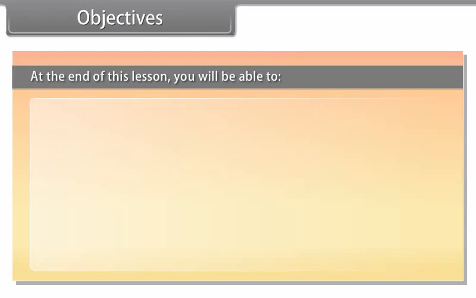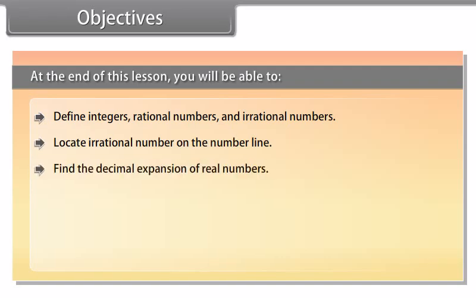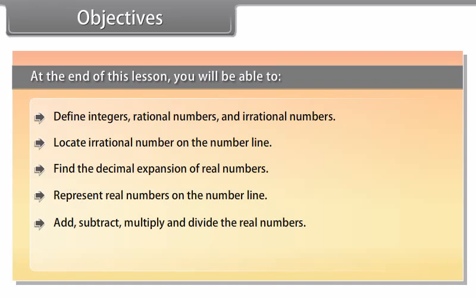Objectives. At the end of this lesson, you will be able to define integers, rational numbers, and irrational numbers. Locate irrational numbers on the number line. Find the decimal expansion of real numbers. Represent real numbers on the number line. Add, subtract, multiply, and divide the real numbers. And state laws of exponents for real numbers.